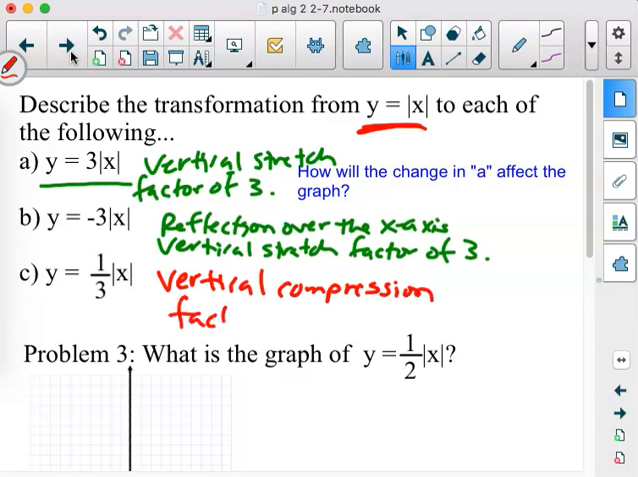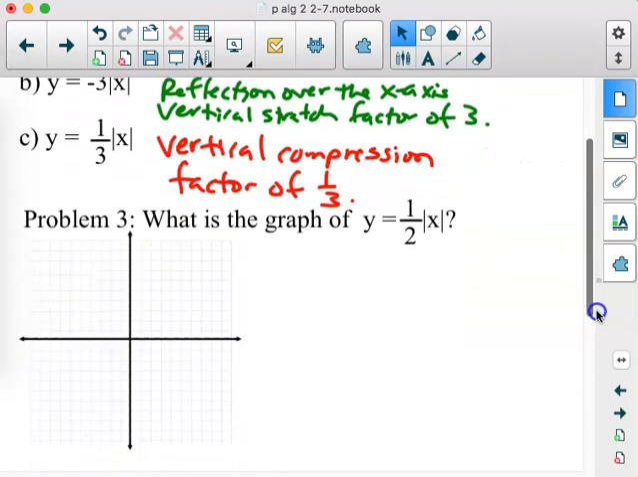Factor of 1/3. Again, if we graph it, that's just our new slope for the right side. So we'll go up 1 and right 3. That's what we're going to do. So we have to be able to describe them, but yeah, in the end, we want to be able to graph.